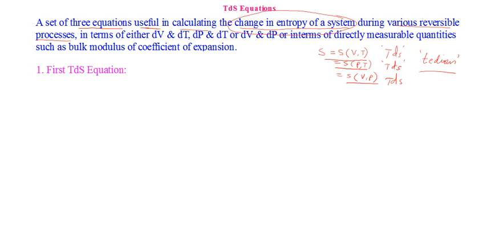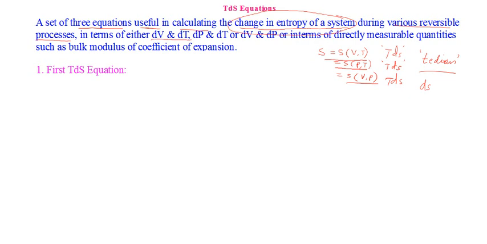Right? So these are the equations. There are some restrictions on the use of the equation, because we have defined dS for reversible processes. That is one reason why these equations enable us to calculate the change in entropy of the system during various reversible processes. It can be an isobaric process, an isochoric process, whatever it is, but the process should be inherently reversible in terms of either dV and dT.